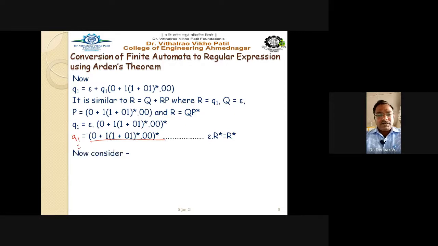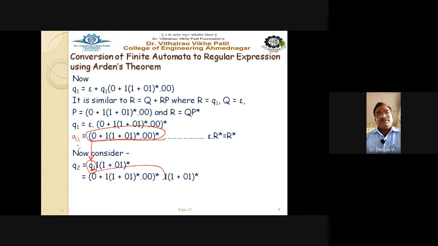Another final state is Q3. First, Q2 is equal to Q1 into bracket 1 plus 0 1 star, with a 1 in front. So what is the value of Q1? The entire term for Q1 is placed here, and dot 1 into bracket 1 plus 0 1 remains as it is. This is now the value for Q2. And for Q3, see here, what is the value?